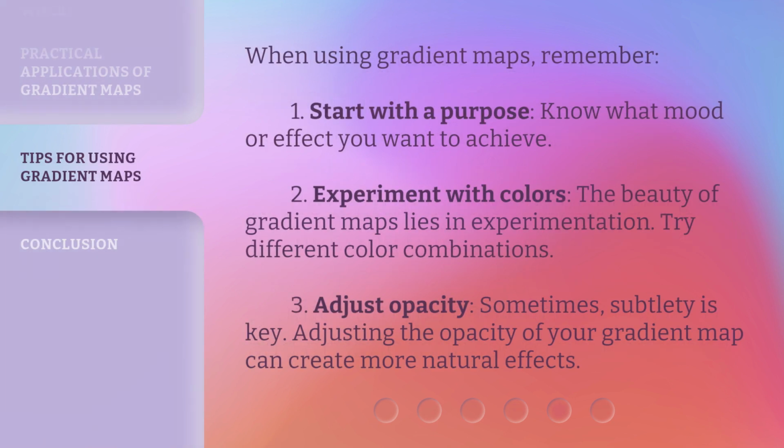When using gradient maps, remember: 1. Start with a purpose. Know what mood or effect you want to achieve. 2. Experiment with colors. The beauty of gradient maps lies in experimentation. Try different color combinations. 3. Adjust opacity. Sometimes, subtlety is key. Adjusting the opacity of your gradient map can create more natural effects.